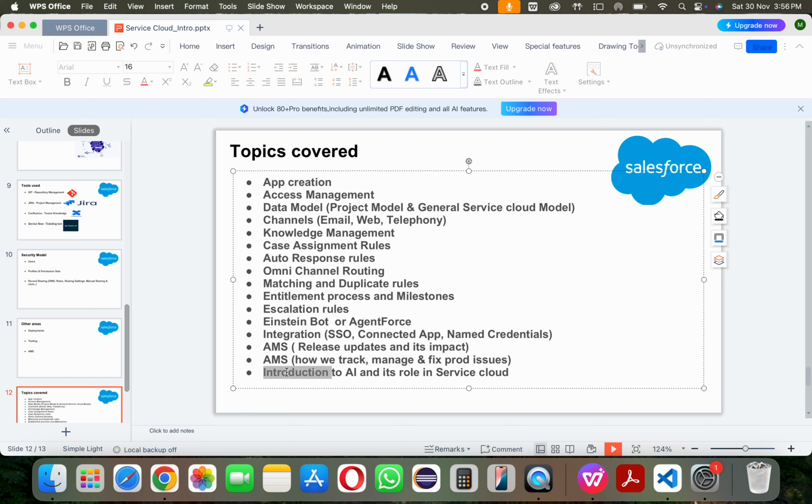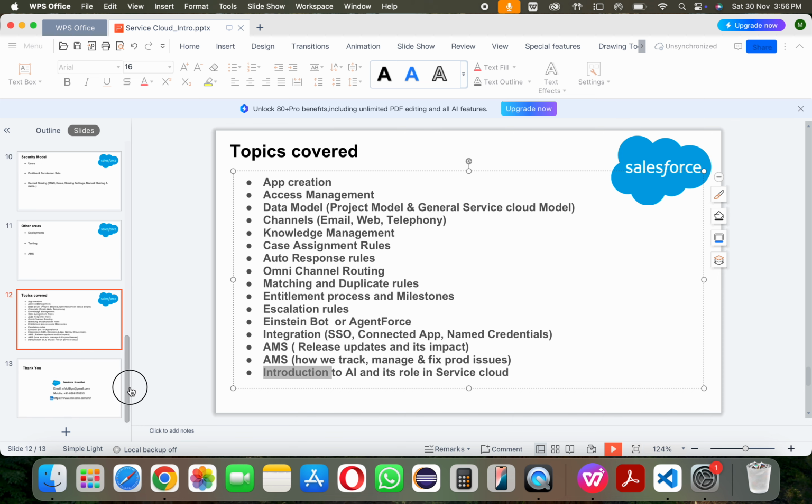Next, we'll also see some introduction about AI related features like Einstein classification in Service Cloud, Einstein case wrap-up, Einstein summary. So there are various things that AI is doing nowadays in Service Cloud, Einstein for articles, knowledge articles. So all these things we'll be looking into in this course. Hope I have given you all the information about the course in this first session.